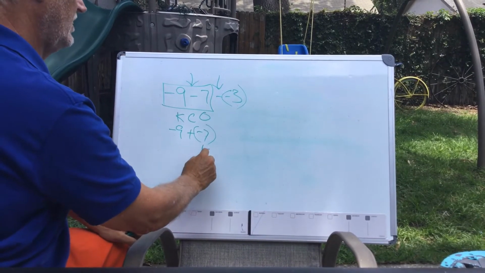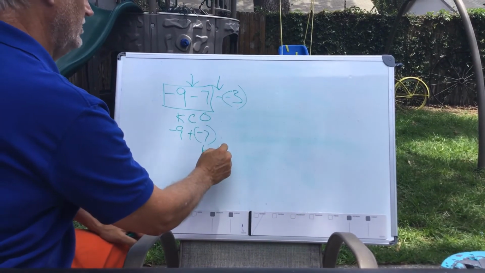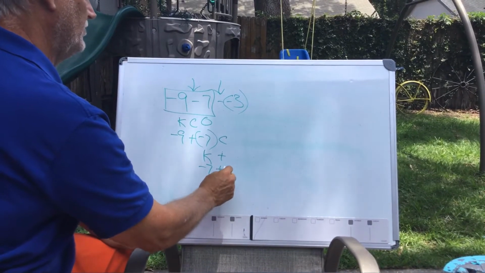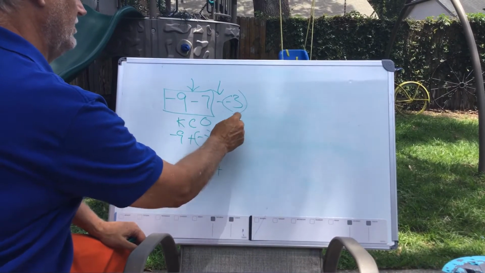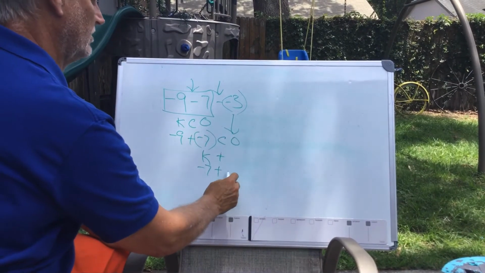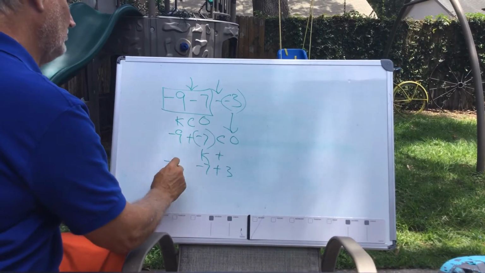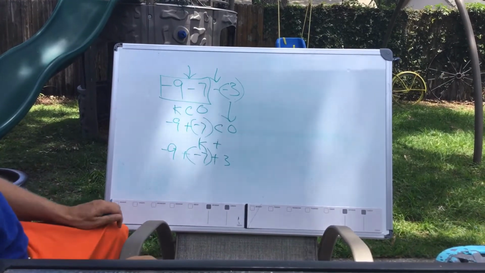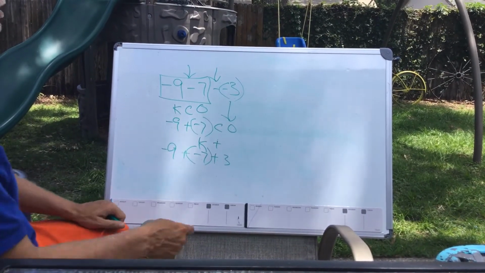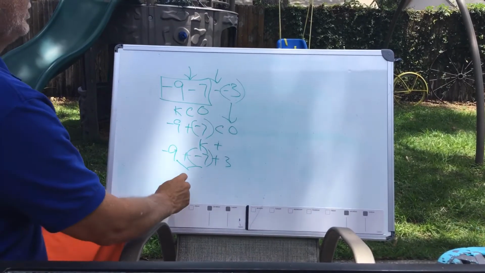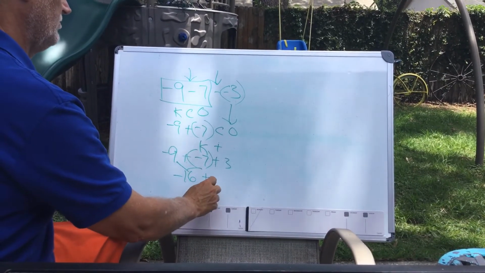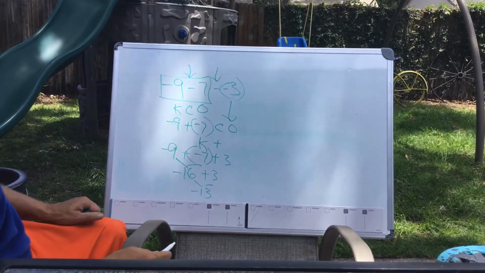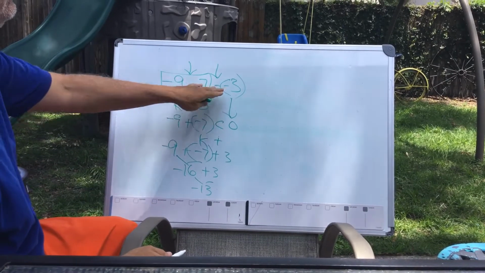So we've dealt now with this, and now we're going to deal with this. So this is a keep, this is a change to addition, so this is going to be a -7 plus, and this is an opposite. So we bring that down, that's a -3, so that's going to become a +3. So now my problem is -9 plus -7 plus 3. So I combine my two negatives. -16 plus 3 becomes -13.